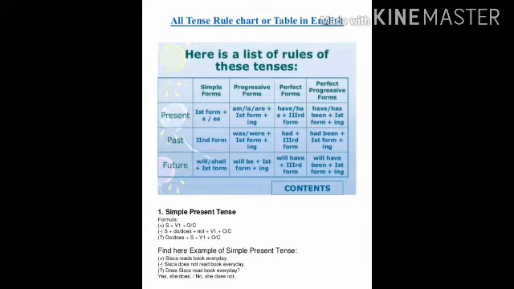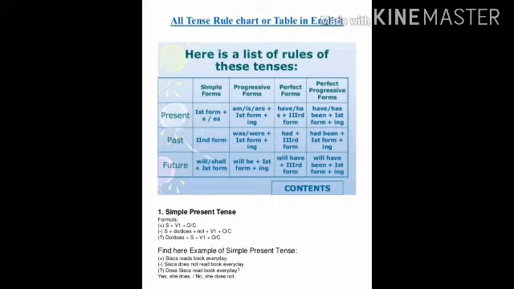Next is future tense. Simple future tense, in that will, shall plus first form of verb. Then comes future continuous tense, will be plus first form plus ing. Then comes future perfect tense, will have plus third form of verb. And then the last one is future perfect continuous tense, in which will have been plus first form of verb plus ing. Now the examples are also given.